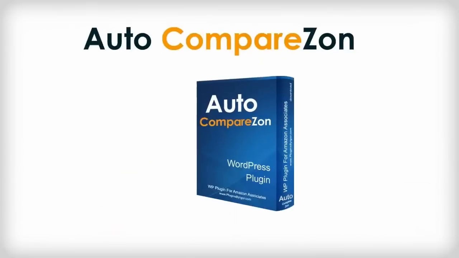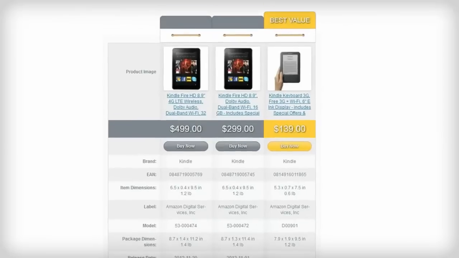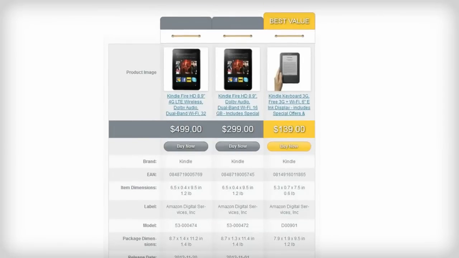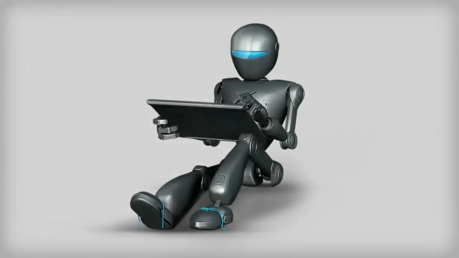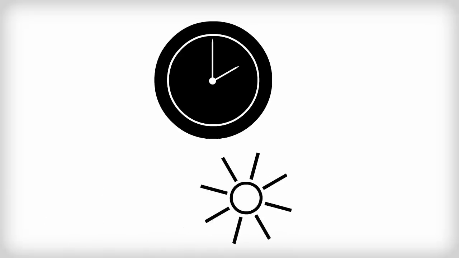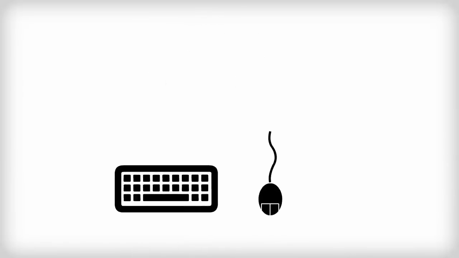With AutoCompareZon, they won't need to check other sites because they can see how the product compares to others right there on the page. The Best Pick feature helps to reassure your visitors on their choice and convince them to buy. The product selection is automated, which means you don't have to spend ridiculous amounts of time to select products to compare. You can easily put product comparison tables on thousands of posts with just a few clicks.